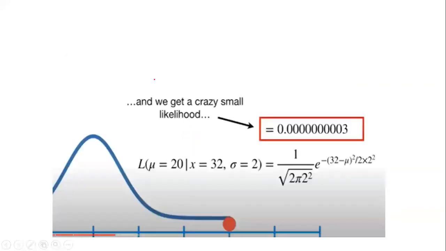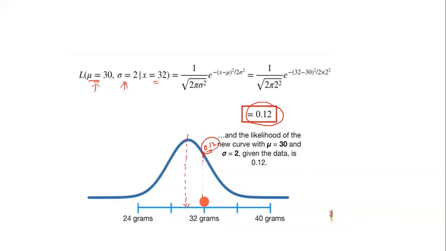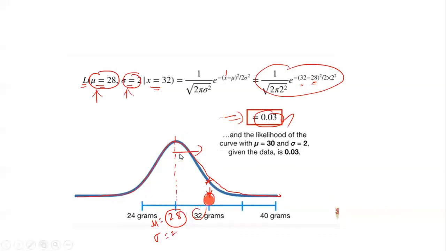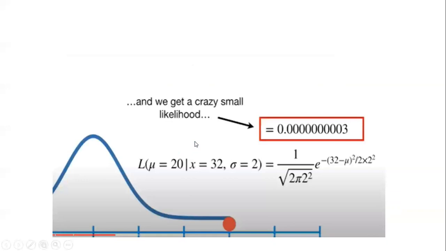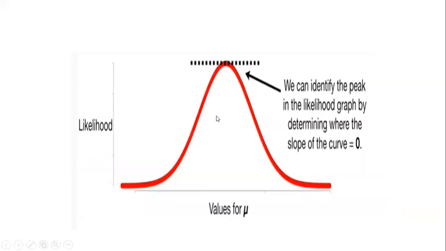So what should we do? Say, for example, if we shift the curve towards the left, the mu comes here. So probably this point is 20, right? The mean is 20. So with mu 20, x equal to 32 and sigma equal to 2, if you calculate, the value you get is 0.00000, so many zeros and then 3. This is too less, right? So here we get a very small likelihood value. Our objective is to get the maximum likelihood value. So what should we do?